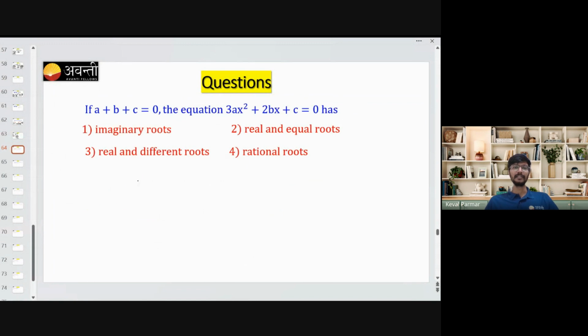Let's see the next. If a plus b plus c equals 0, the equation has imaginary roots, real roots. That means how do we get real roots or imaginary roots? What do we do, guys? We find the discriminant. Let us find the discriminant here. What is the discriminant?